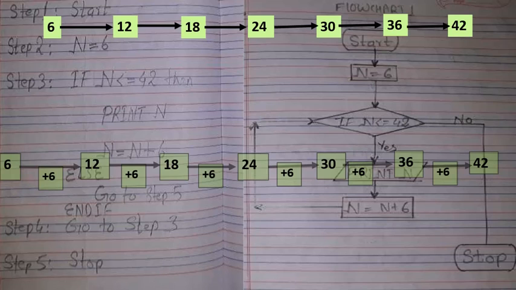So print n, it will print 6. Now n is equal to n plus 6. It will increment the value of n by 6.